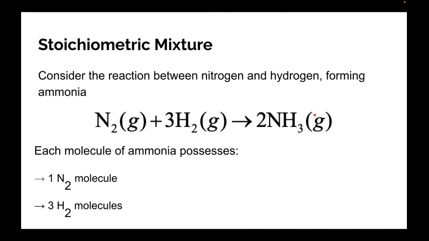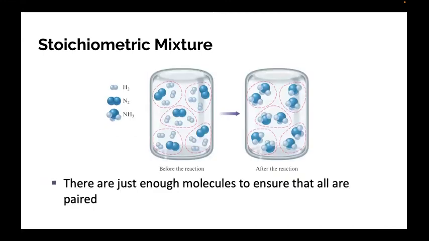If I have a perfect amount of everything, we call that a stoichiometric mixture. So in our example here, I have the perfect amount of hydrogens and the perfect amount of nitrogens to form perfect pairing to form quantities of our product. There's just enough molecules to ensure all of our reactants are paired and used up. We call this a stoichiometric mixture. And so far in this class, this is pretty much what we've seen. We've seen perfect reactions of everything.